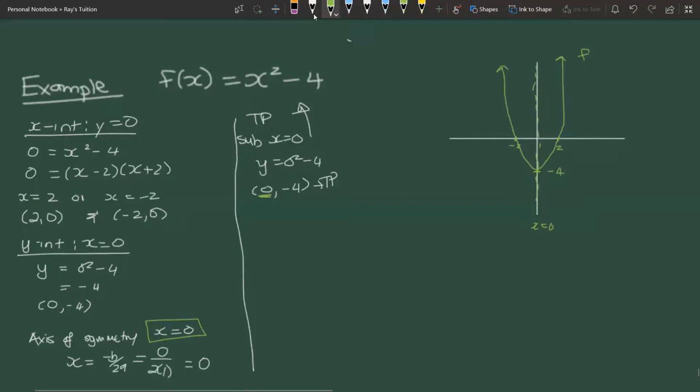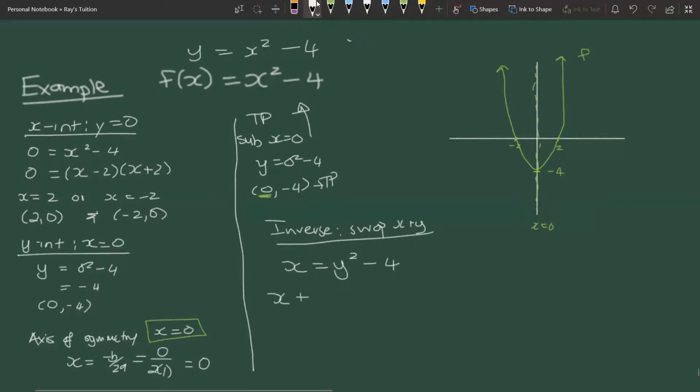Okay, now we would like to get our inverse. So the inverse, again, just to remind you, is we swap x and y and solve for y. So we have y is equal to x squared minus 4. So we can have x is equal to y squared minus 4. Take the 4 over, x plus 4 is equal to y squared. And when we square root, we get two answers, plus or minus the square root of x plus 4 is equal to y.